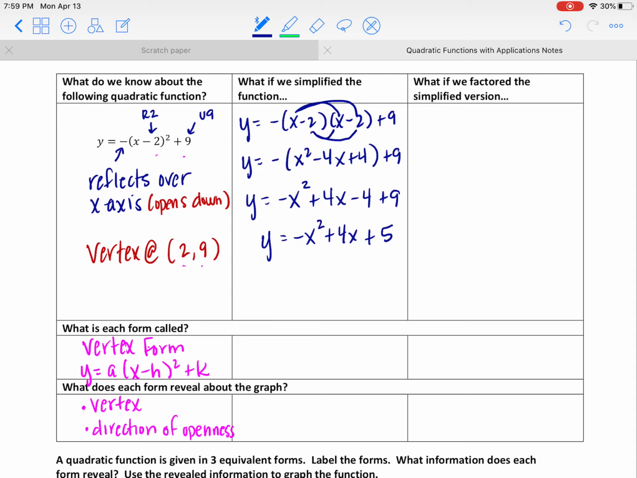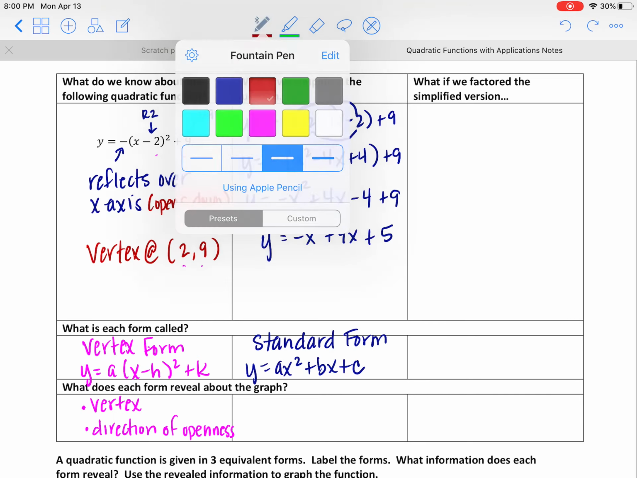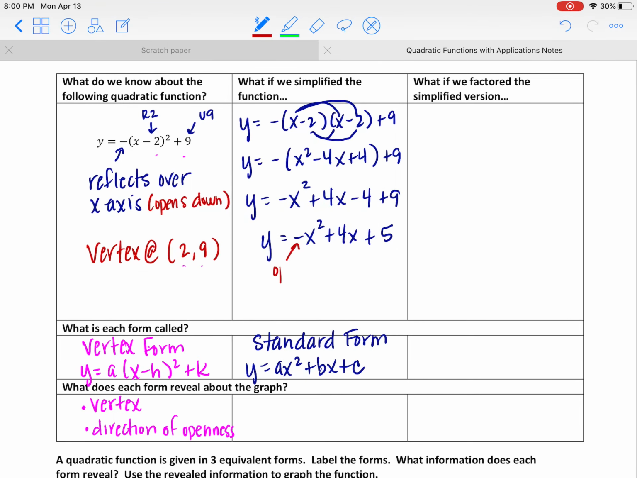Now this should look familiar based on the solving that we did, where we have ax squared plus bx plus c. This is what we call standard form. All right, standard form, where we have ax squared plus bx plus c. Now notice the a that's here and the a that's here. That's the same a in both of them. What did a tell us in this one? We had a as a negative 1, which told us the graph was going to open down, or reflect over the x-axis. That's still going to be true. So just by looking at this, this is telling me that this graph opens down.